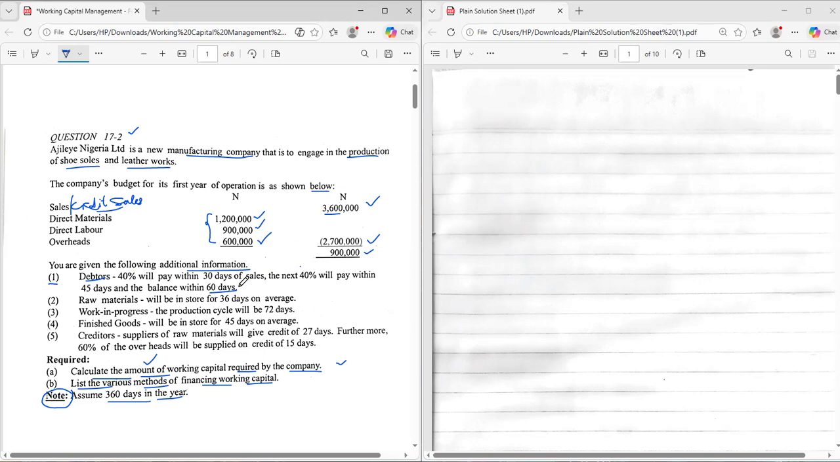Okay? Now the next one is saying raw materials will be in store for 36 days on average. Now, what it means is that your raw material will be in your store. When I mean store, I mean where we store raw material. We have a store of raw material and we have a store of finished goods. So that store will keep raw material waiting to be taken to the production department. Raw material will stay there for 36 days. That is more or less like saying raw material inventory turnover. You understand? 36 days. I'm going to tell you how to treat this. It's very simple. This question is not even a challenge, but it's examinable at FM.